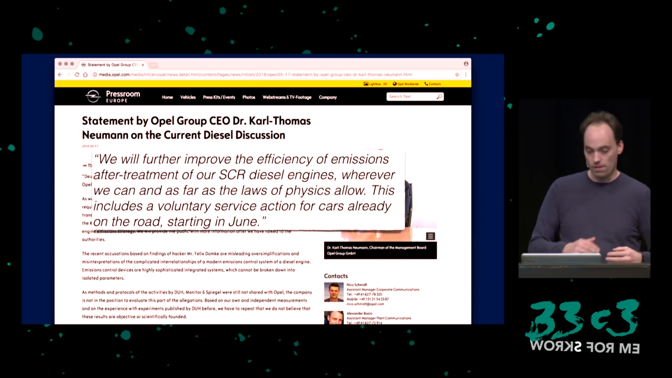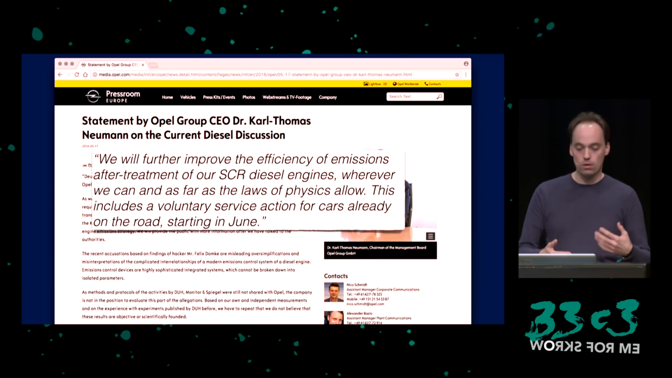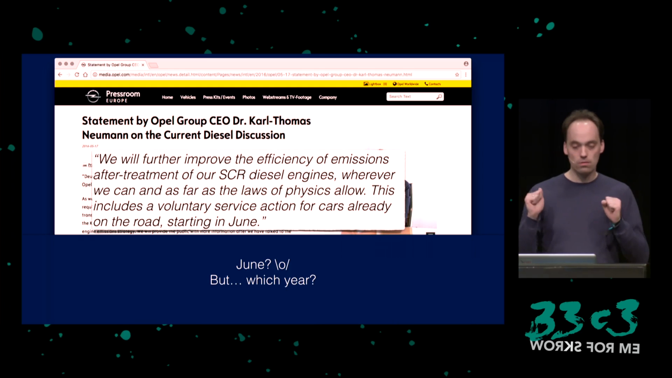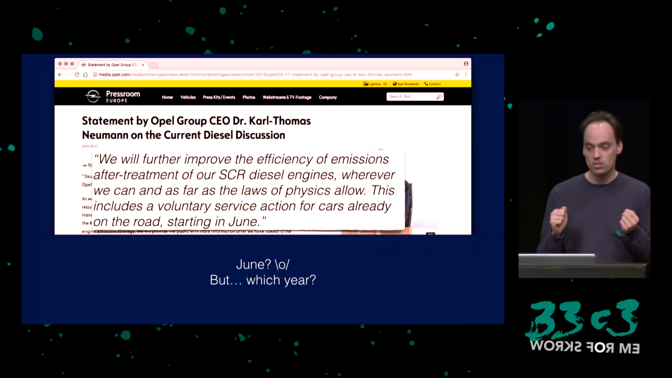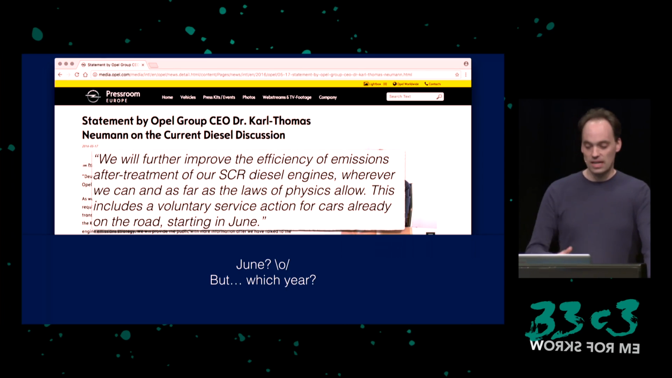Okay, there's a lot of bad things to say about Opel. But on the bright side, they also said that, even though all of what we found was incorrect, right, they will further improve the efficiency of emissions aftertreatment of their SCR diesel engines, as far as the laws of physics allow. And this includes a voluntary service action. This basically means a software update for the cars that are already on the road, and they start in June. So that's great. They're actually improving something. The question is, in which year? Because this statement is from May 2016, and it's not out yet.